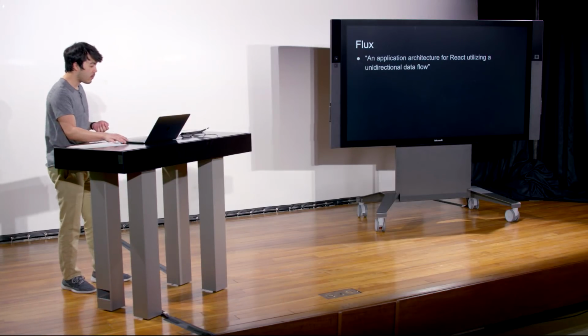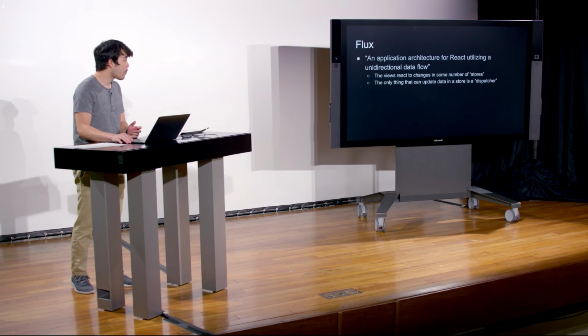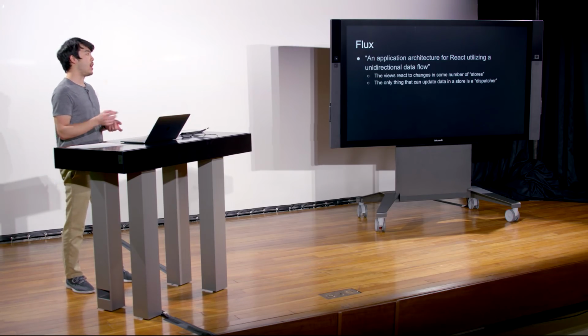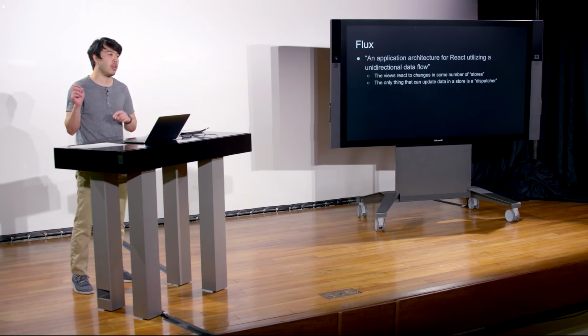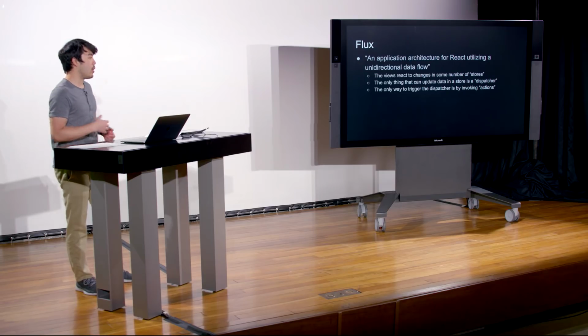And what is Flux? Well, it's a new application architecture for React that utilizes a unidirectional data flow. What the heck does that mean? Well, views react and change to some number of stores, where it stores the data. And the only thing that can update this data is this thing called a dispatcher. And we'll talk about it a little more in a sec. And how do we trigger this dispatcher? Well, you invoke an action. And what is the way you invoke an action? Well, actions are triggered from views. And so let's draw this picture out.